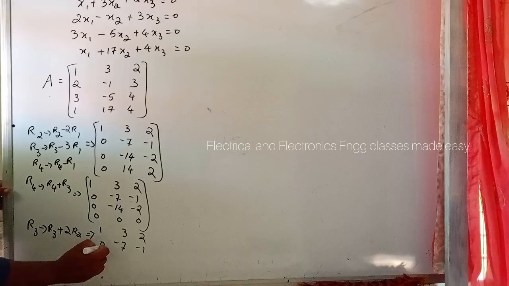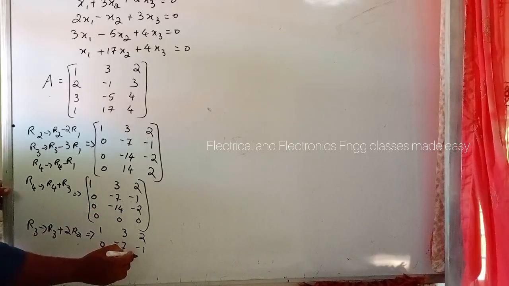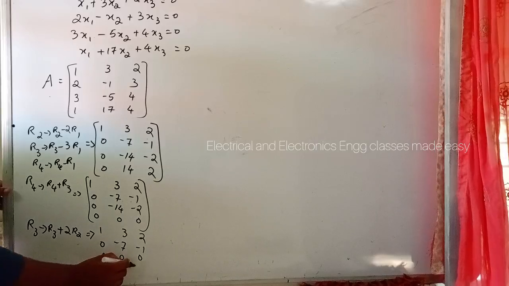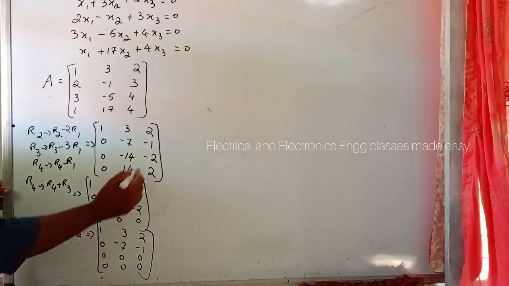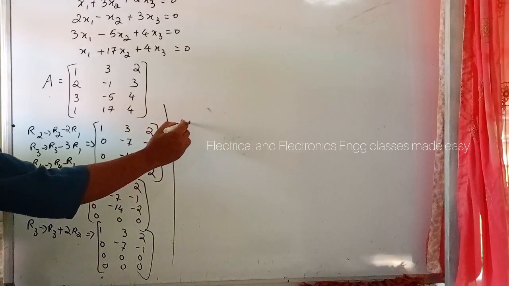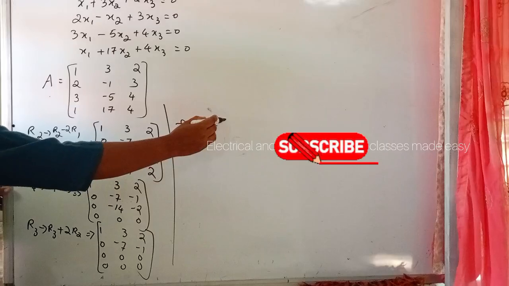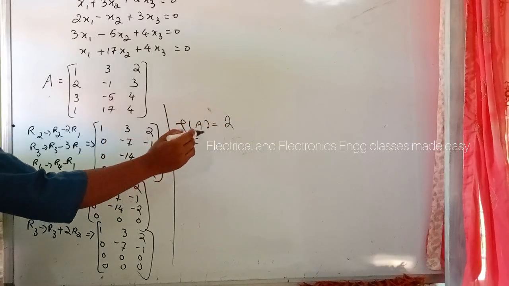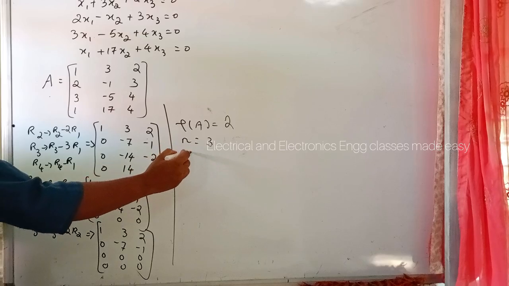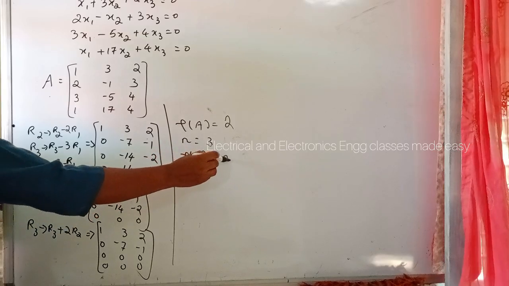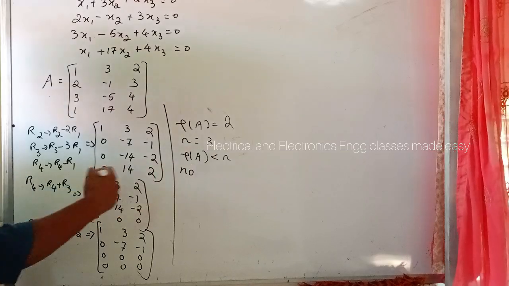So here we will get 0. This one also we will get 0. Then 0, 0, 0. Now here the rank of this matrix A is equal to the number of non-zero rows, that is 2. And the number of unknowns are x1, x2, x3, that is 3. So here rank of A is less than the number of unknowns, that is non-trivial solution.